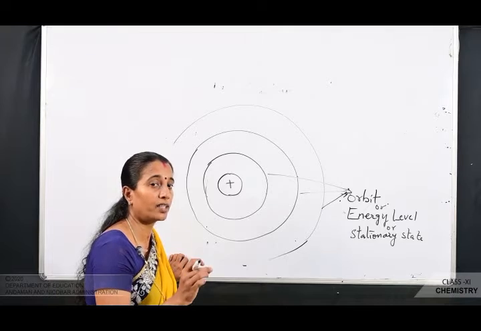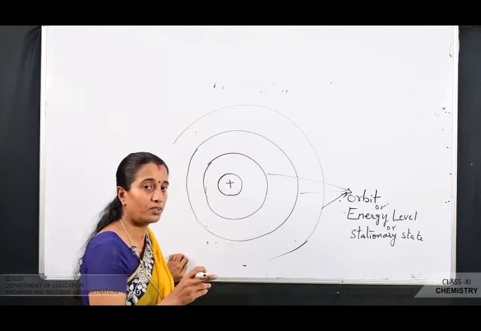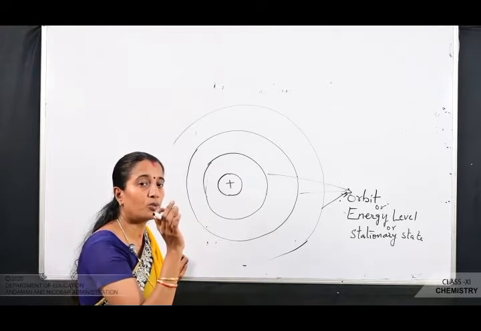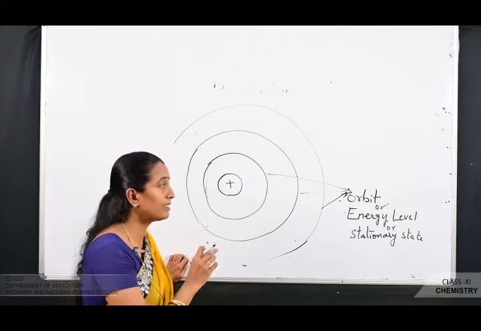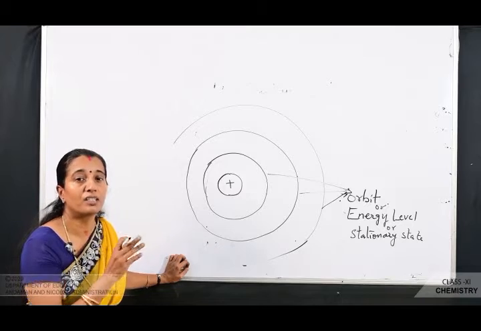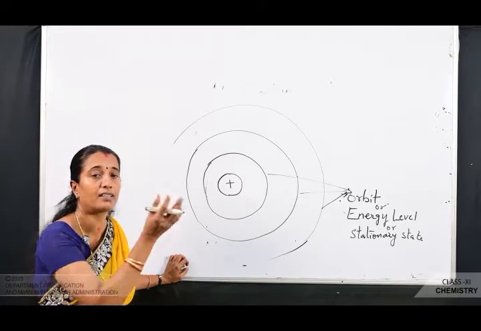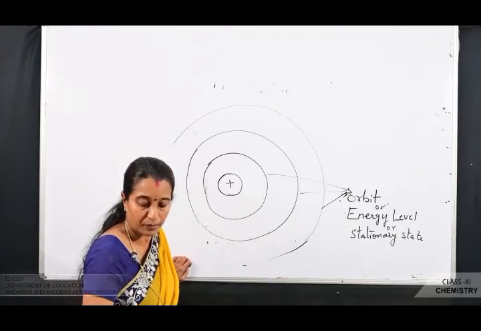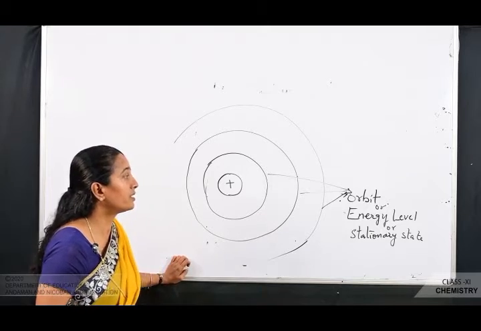Remember what Rutherford said: when the electrons revolve around the nucleus, the electron should collapse. But in Bohr's theory, it is given that the orbit's energy remains the same. So there is no question of the electron collapsing. Now, we will see one more thing.